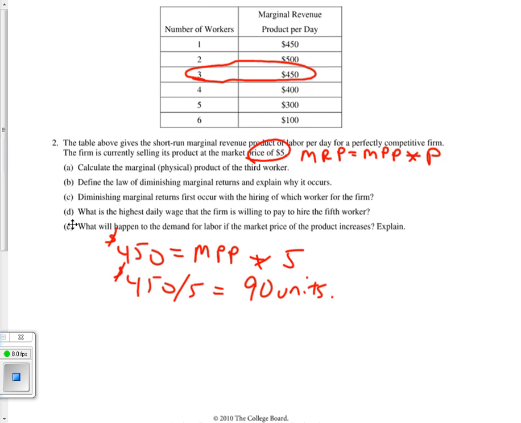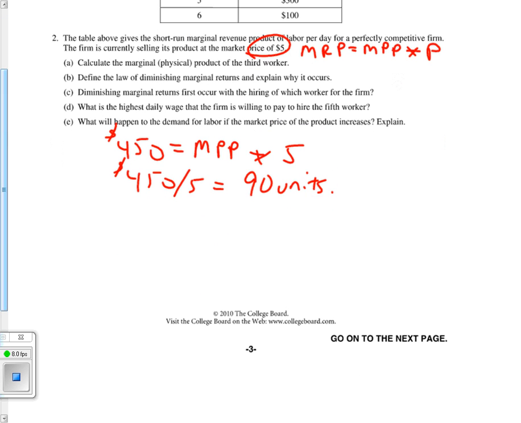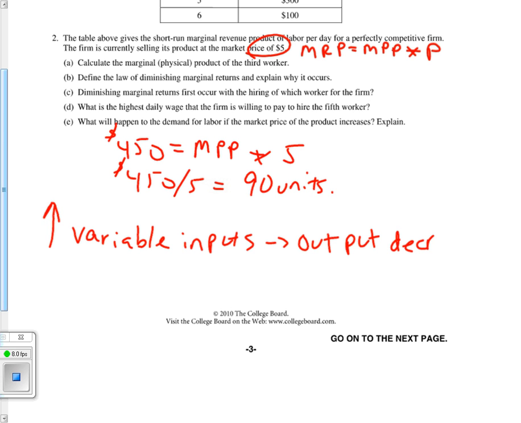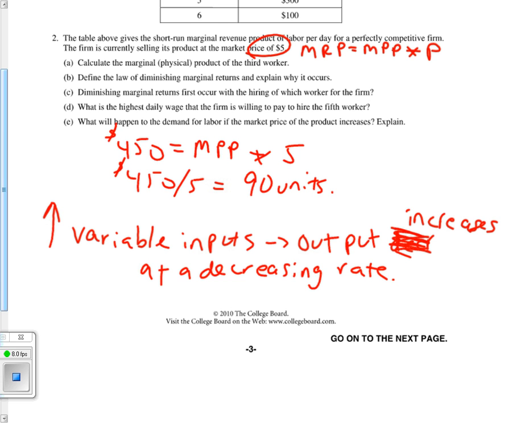Part B, define the law of diminishing marginal returns and explain why it occurs. Well, this comes in two parts. Define the law and then explain why it occurs. So the law states, and I'm going to shorthand it, as you increase variable inputs, then output increases at a decreasing rate. So that's the first part.